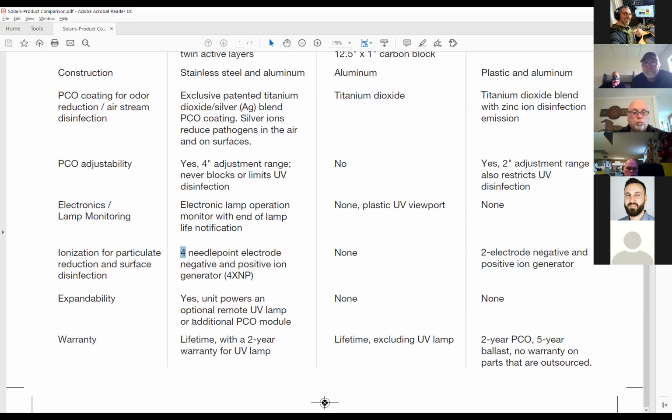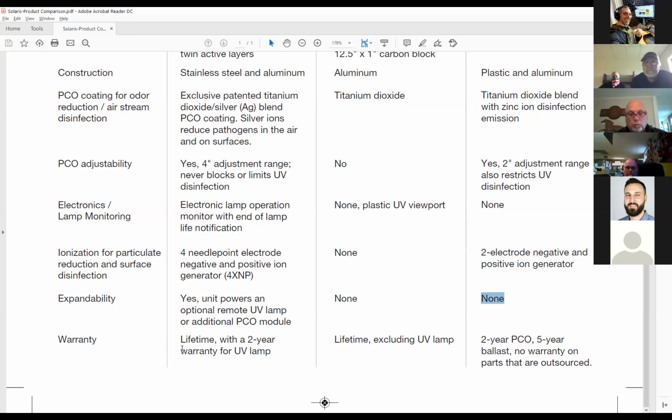Expandability. We keep on talking about this because of how important it is to treat the air and the surface. With this unit, it does power an optional remote UV lamp or additional PCO module. With the lamp, you can mount that right over the coils like we spoke about. Theirs does not have the expandability option.